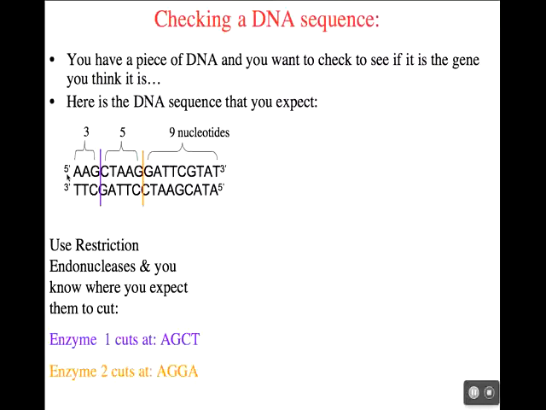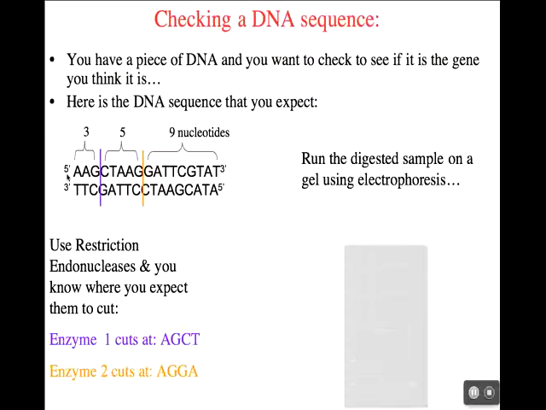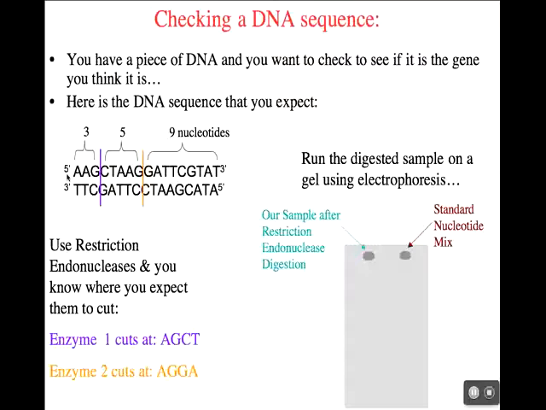Well, how in the world can you see if you have the right fragments? You're going to run it on gel electrophoresis. So, here's your gel. You're going to put your sample, after it was digested, onto the top of the gel. You're also going to add in a standard. This is something for you to compare to later when you're looking at sizes. So in one lane you put your sample after it's been digested, and on the other side you put the standard mix.